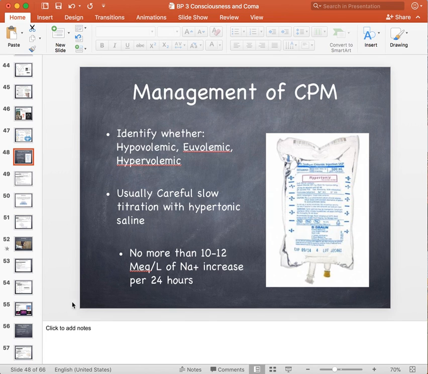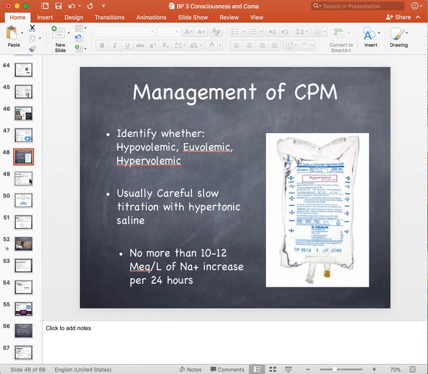And the standard rule that I'm aware of is that you don't want to correct more than, say, 10 milliequivalents per liter of sodium per 24 hours. So if on Monday morning at 6 they have a sodium of 110, by Tuesday morning at 6 you don't want to have it more than 120, and Wednesday the same, and so on.